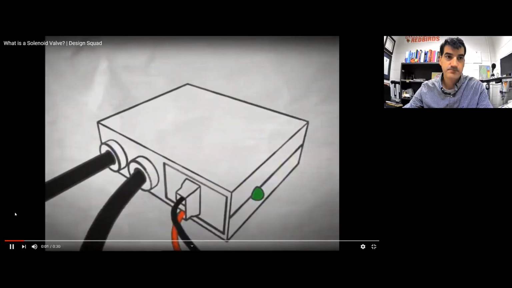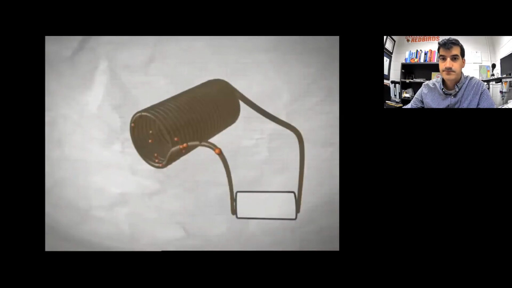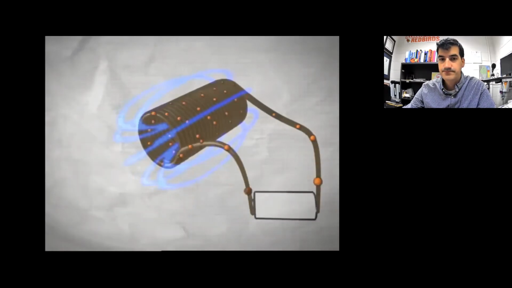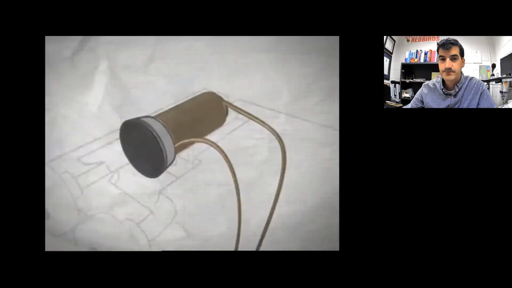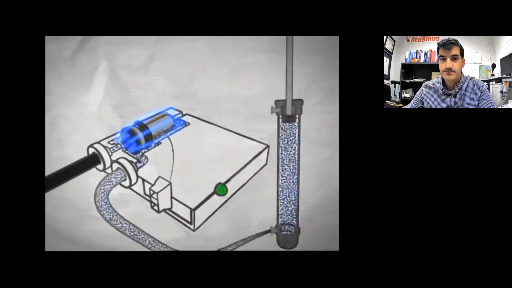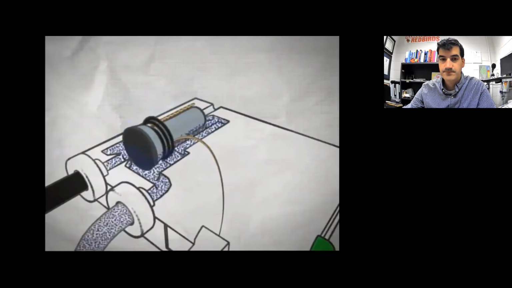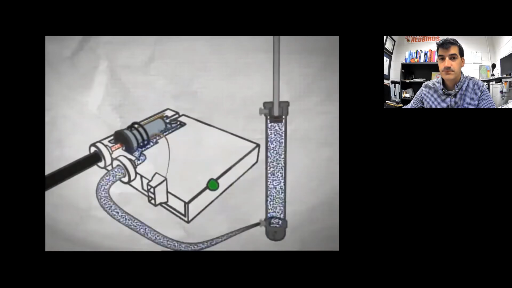A solenoid is an electric coil. When a battery is connected to the coil, a magnetic field is created and pulls a plunger or armature back. This opens a valve, allowing high-pressure air to flow into the pneumatic cylinder. When the battery is disconnected, the plunger is pushed back, closing the valve and blocking the flow of high-pressure air while letting air flow out of the cylinder.